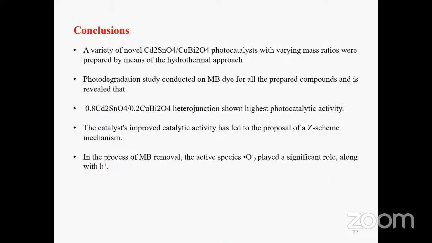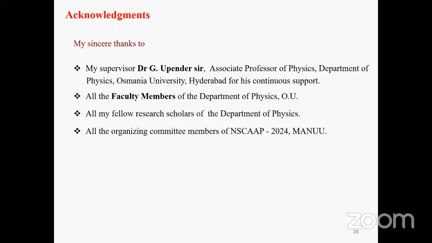And conclusions. We have successfully prepared a novel heterojunction photocatalyst, which successfully degraded MB dye. And the Z scheme mechanism was explained in this work. And superoxide radical was playing a significant role along with the holes. Thank you. Thank you very much.